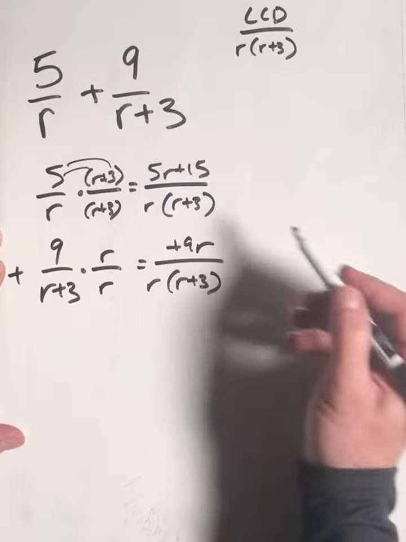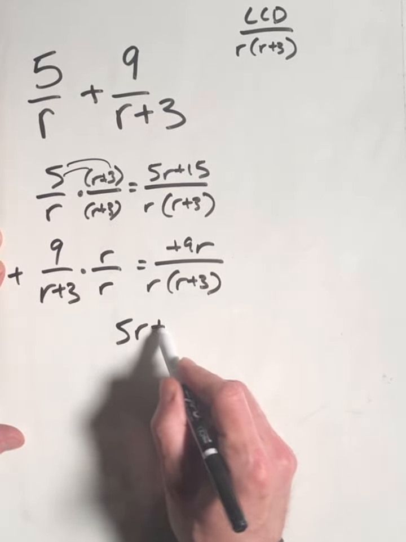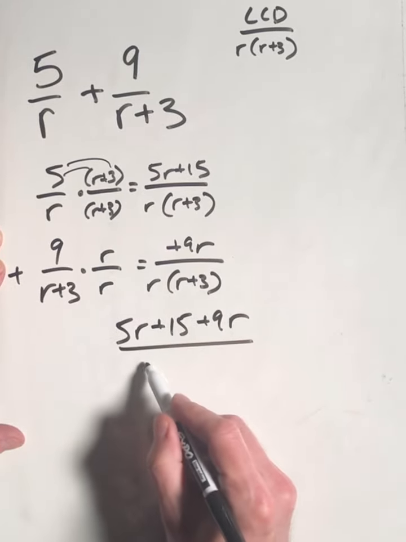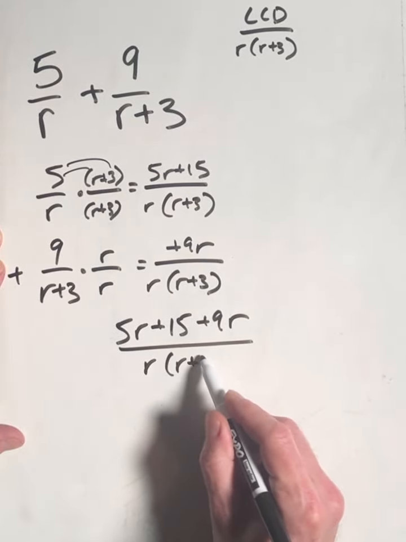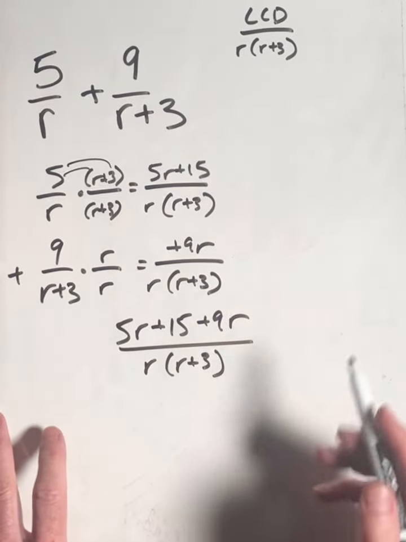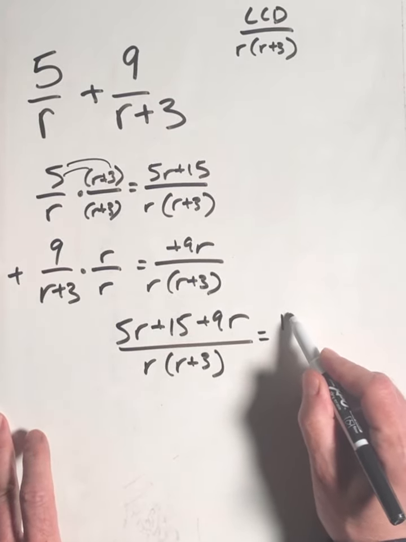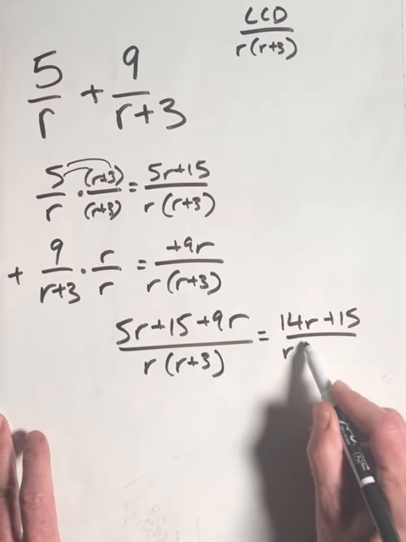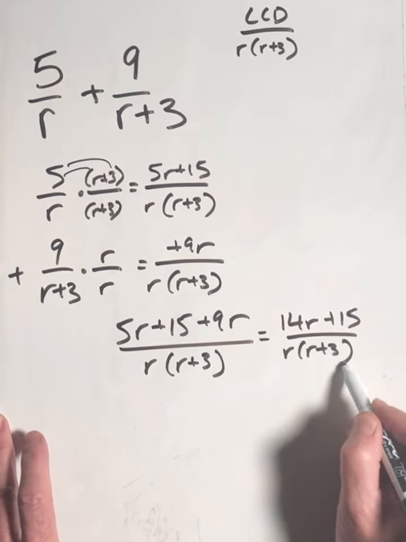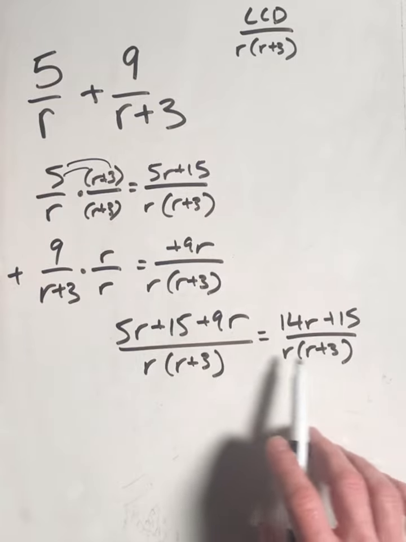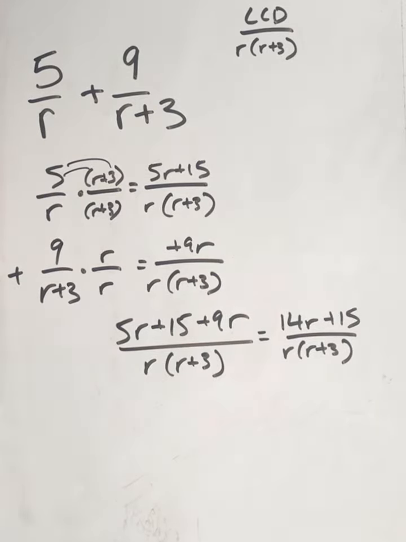So now we can rewrite this whole thing as 5r plus 15 plus 9r all over the common denominator of r times r plus 3. Now if I add these two together, 9r plus 5r, 9 plus 5 is 14. So that is 14r plus 15 divided by r times r plus 3. And that is the common denominator. That's the only way that I can now show this. So I am finished here.